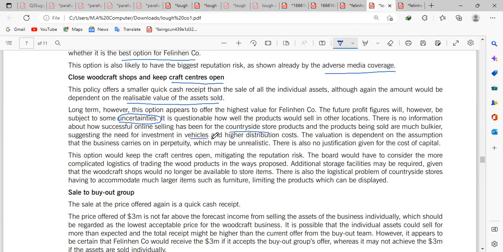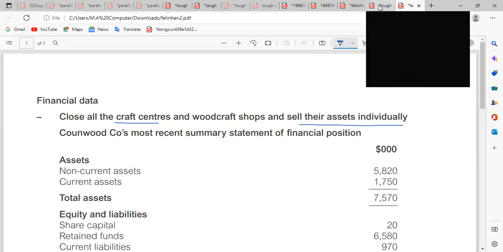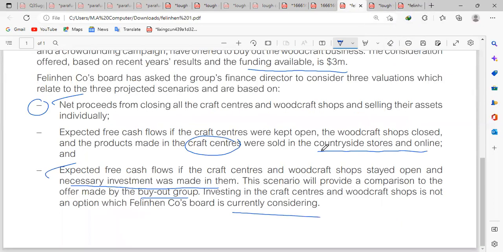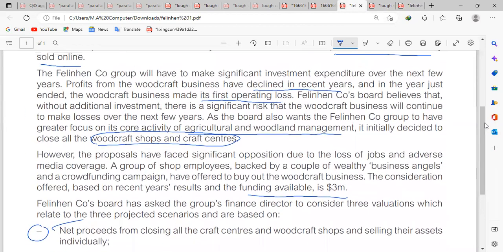Now, see what is happening now. Try to understand very carefully. This was our suggestion. We are saying this will have to make a significant investment expenditure over the next few years, due to which we are in the need of the cash. But the problem was profits from the woodcraft business were declining. That's why we want to lose that. We want to close them.